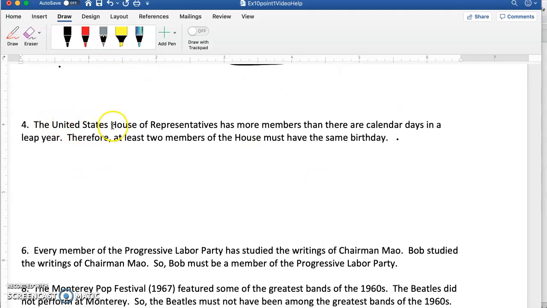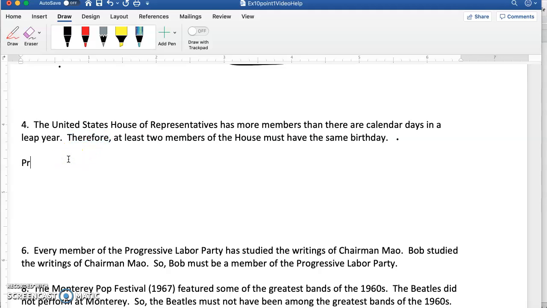So number 4 says the U.S. House of Representatives has more members than there are calendar days in a leap year. Therefore, at least 2 members of the House must have the same birthday. All right. So this one has just one premise. Remember, the word therefore is a conclusion indicator word.